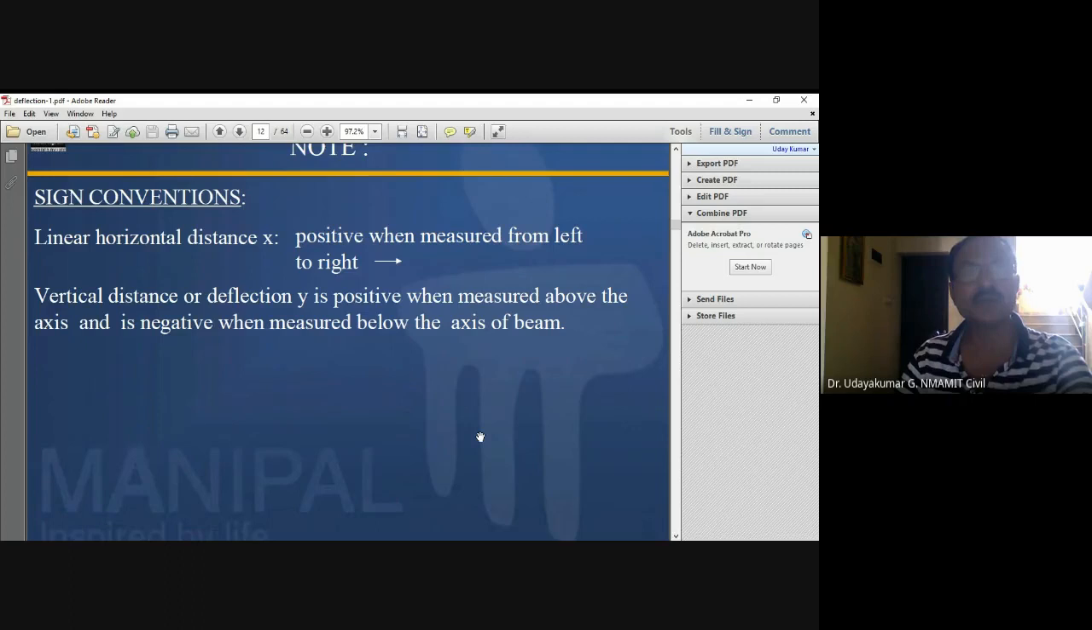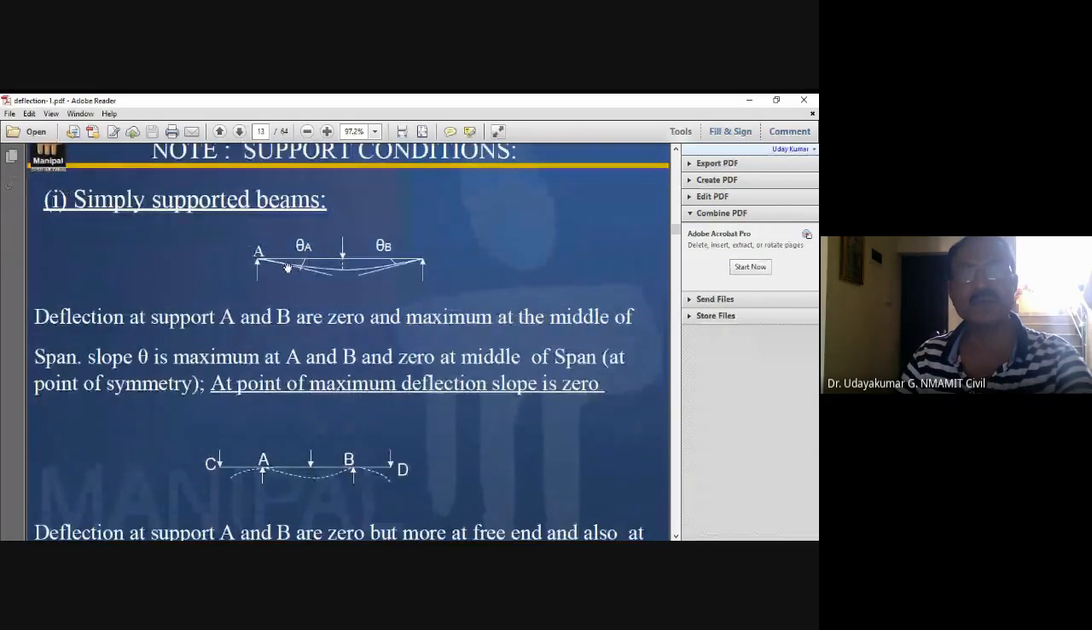If you draw the tangent at a point on the deflected curve, this is the deflected curve in a simply supported beam, the angle made by the tangent with respect to the axis of the undeflected beam, or the axis of the beam, that is called slope. So for simply supported beams, the slope is maximum at the supports.